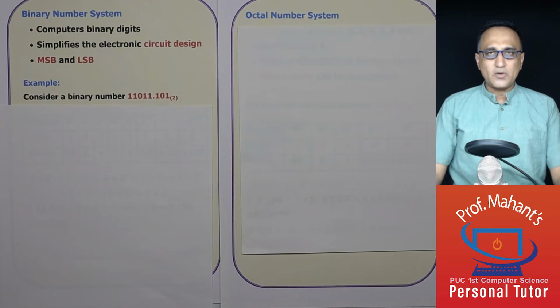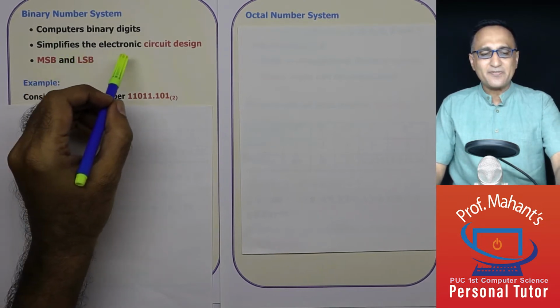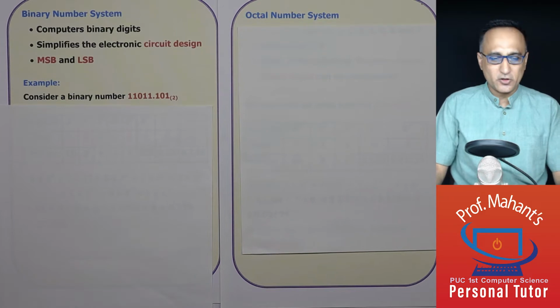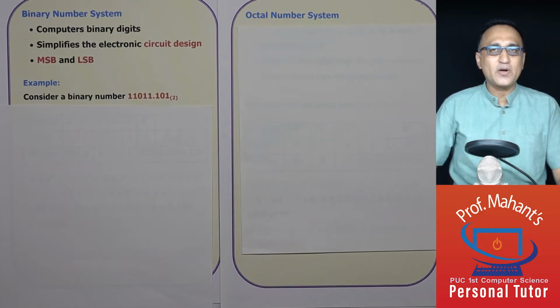We shall now talk about the binary number system, the octal number system, and the hexadecimal number system and try to understand a few basic concepts. The reason computers use binary digits is that it greatly simplifies the design of an electronic circuit. If you had a decimal number system, you would have to have 10 different voltage levels, which would make it extremely error prone and difficult to design circuits around them. By having binary number systems, it is easy to design an electronic circuit.